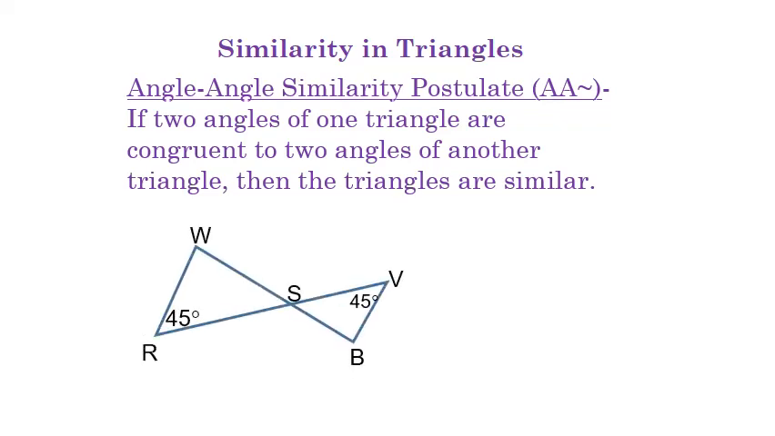So in this image, we are saying that angle R and angle V are congruent because they both are 45-degree angles. And then we're also saying that these two green angles are vertical angles, so we know that they're congruent. So that means that we have two congruent pairs of angles between two triangles. So therefore, we know that triangle WRS is similar to triangle BVS. And remember, just like with congruent statements, the order of this does matter. The order does matter here.